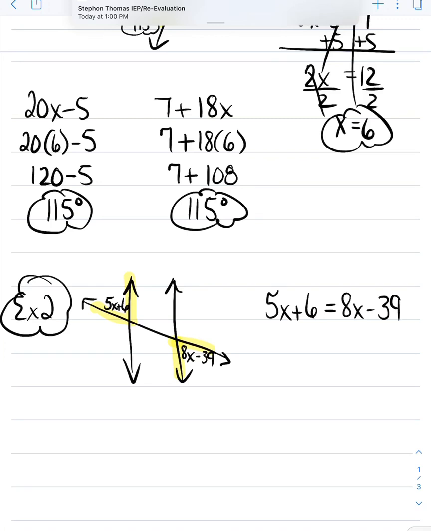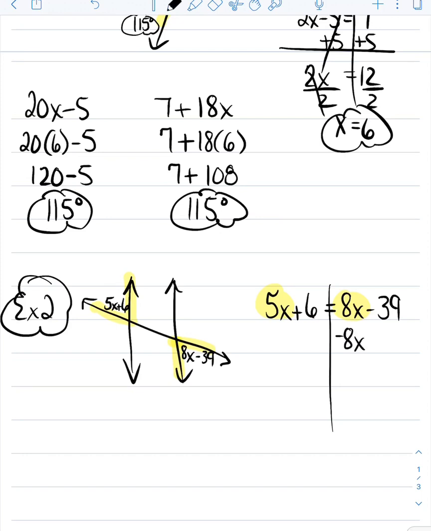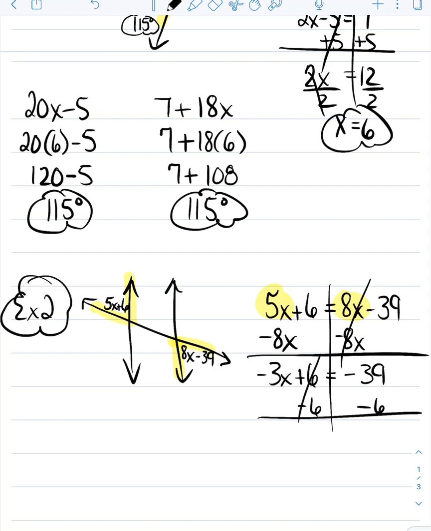Now, to find the value of x, I just solve the equation. I do notice that I need to get all my letters to the left. So I'm going to subtract 8x from both sides, and I'm left with negative 3x plus 6 equals negative 39. Now I'm going to subtract 6 from both sides.